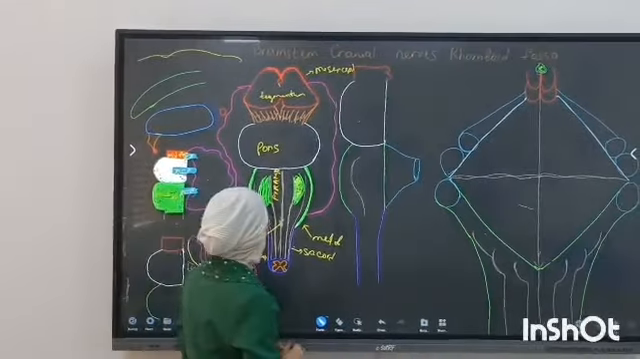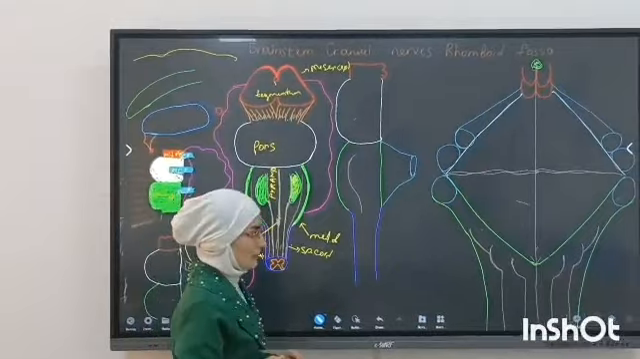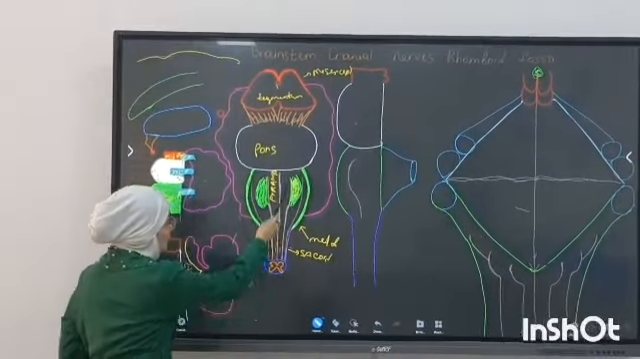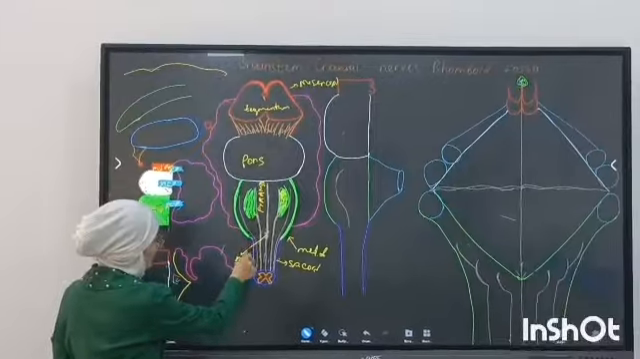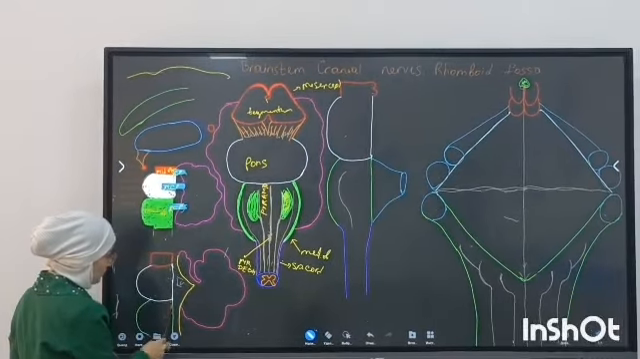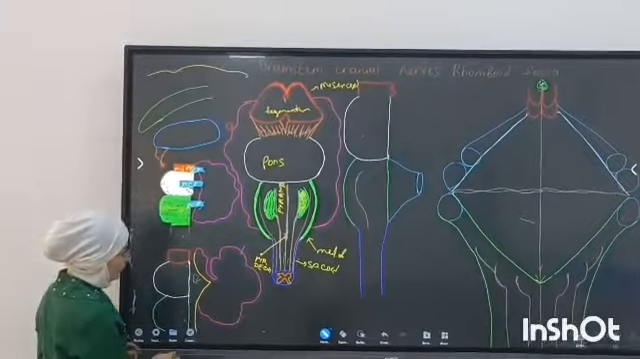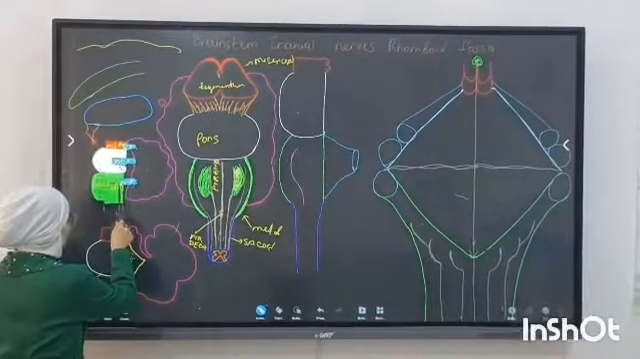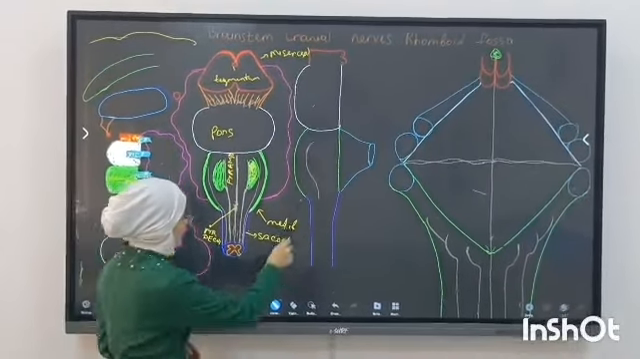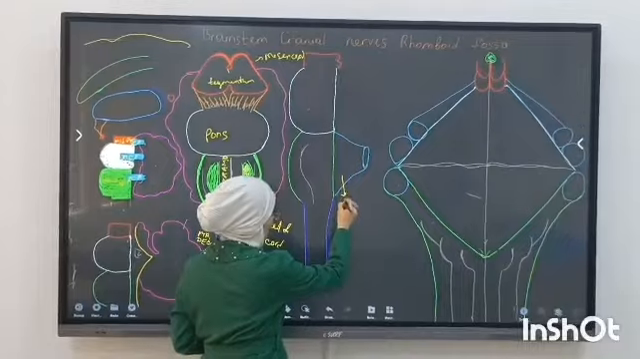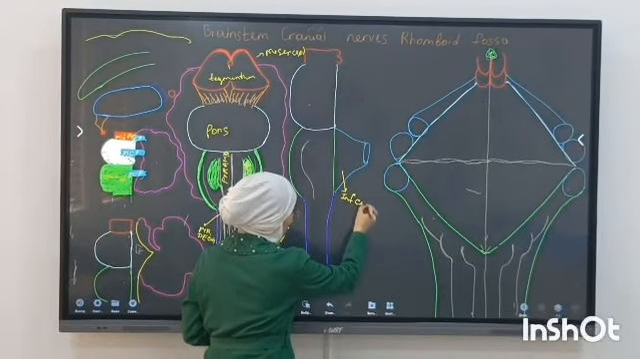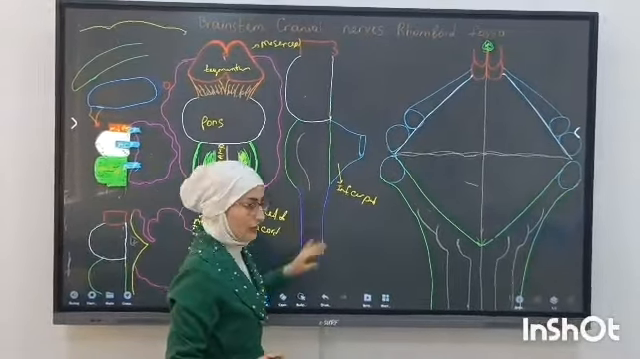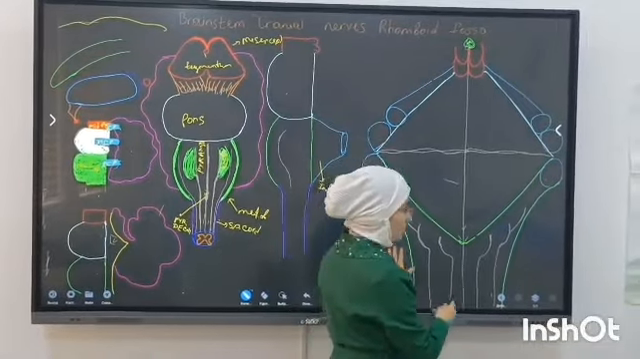And dorsally, we can see the rhomboid fossa; the dorsal surface of the medulla oblongata participates in the formation of the lower part of the rhomboid fossa. The medulla oblongata is connected with the cerebellum through the inferior cerebellar peduncle. Yes, this is the inferior cerebellar peduncle, from the side view. And next, the rhomboid fossa.